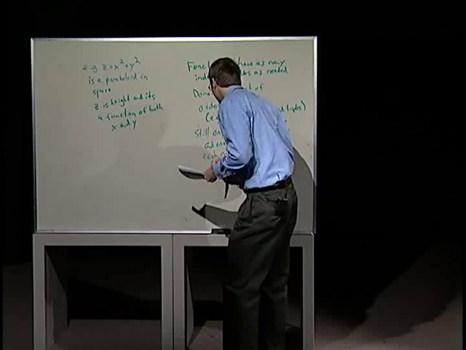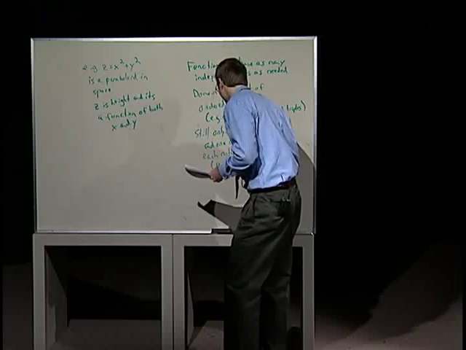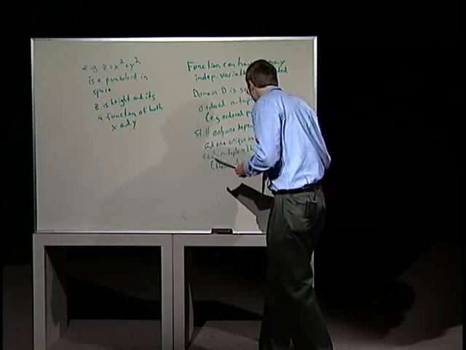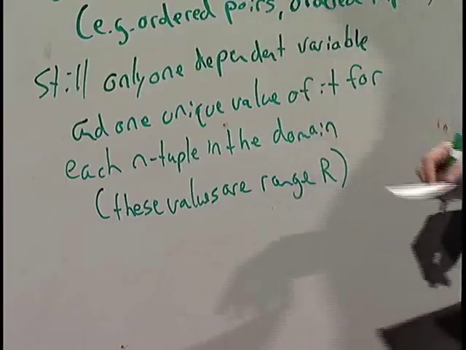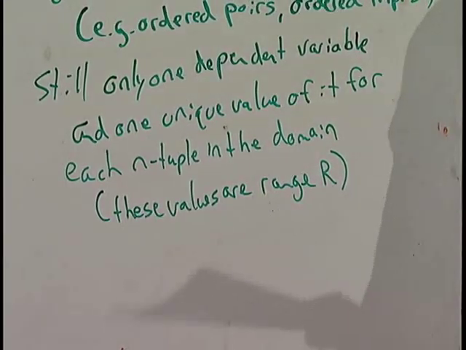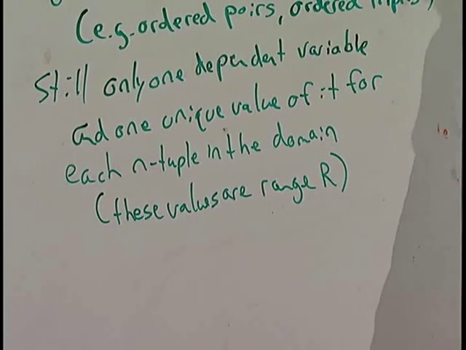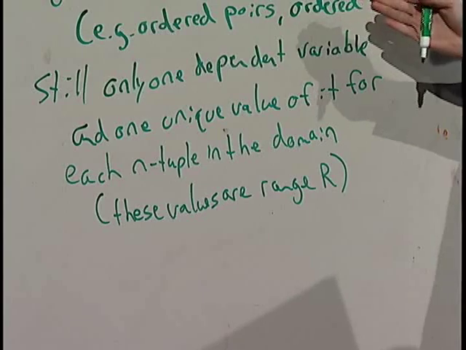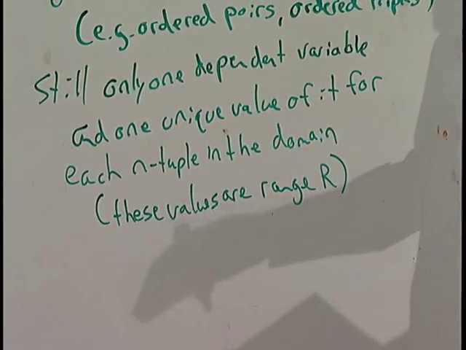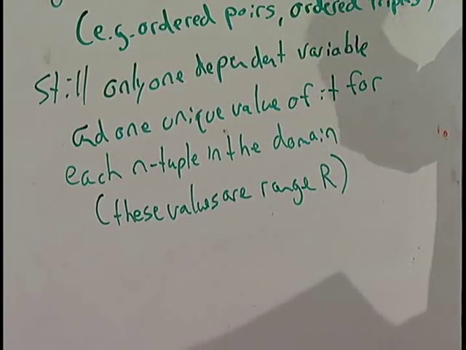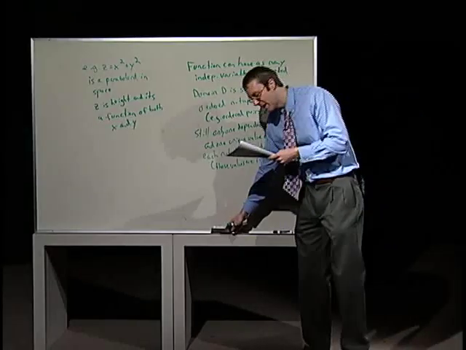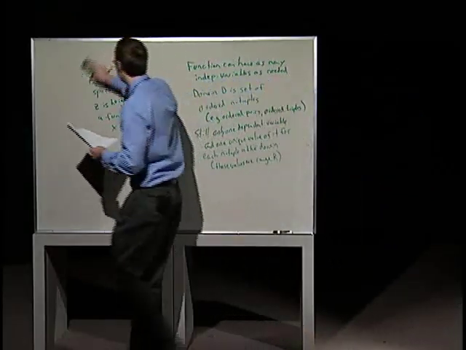And these values of the dependent variable, so these values are the range R. So there's nothing different going on here from functions of one variable. So everything else is analogous. The only difference is the domain sets are these n-tuple sets. Okay, let's look at an example here.